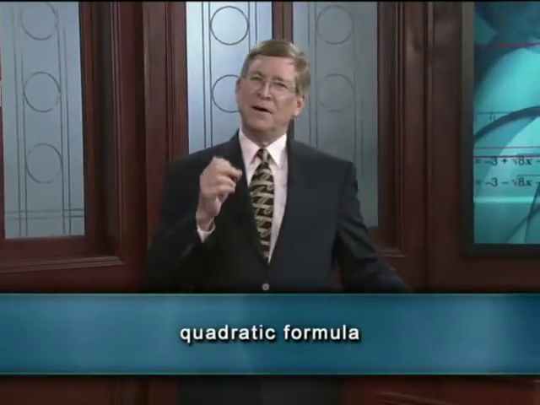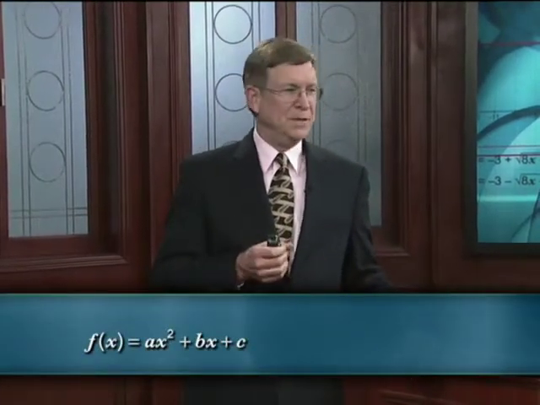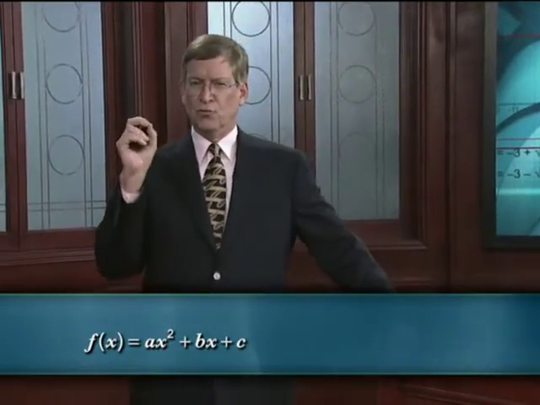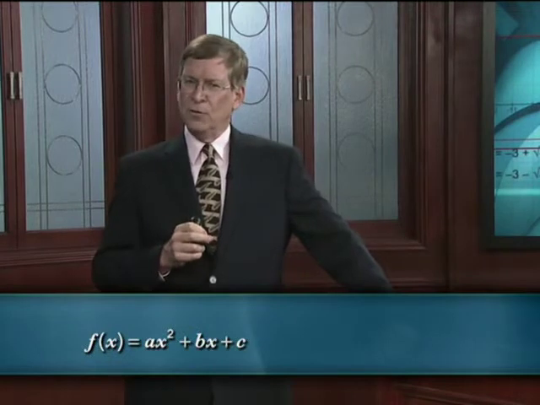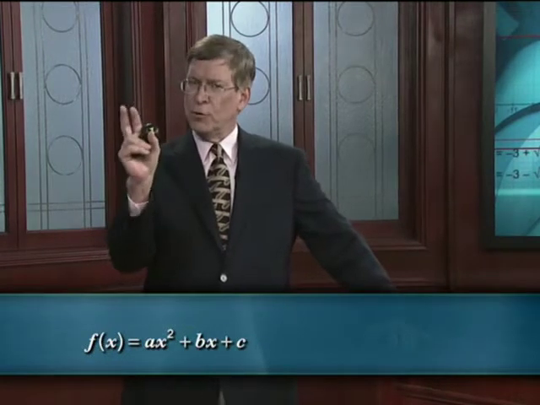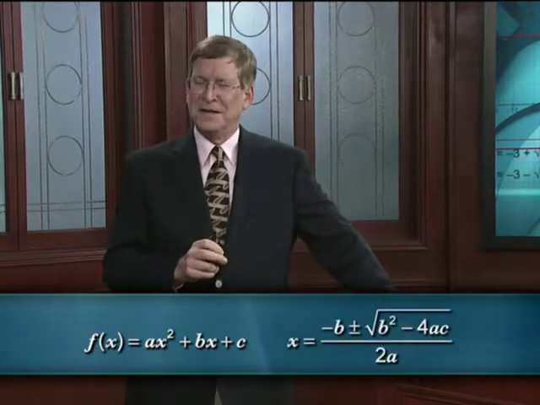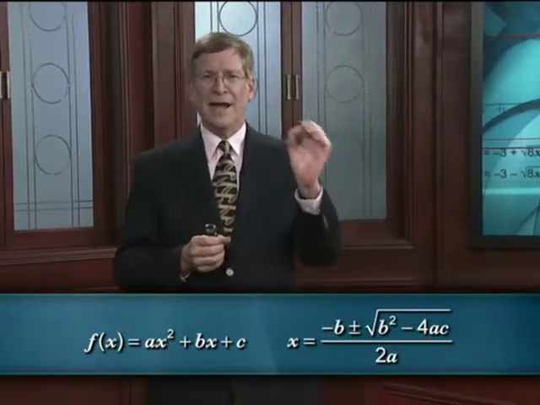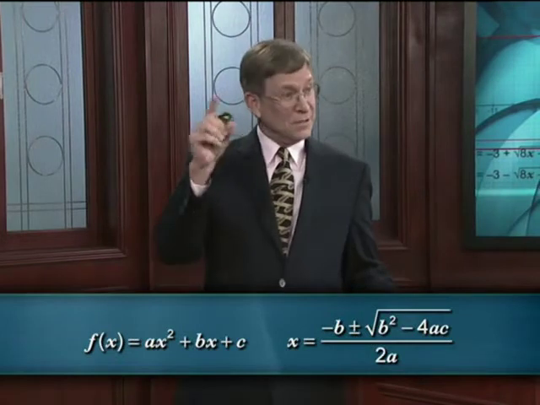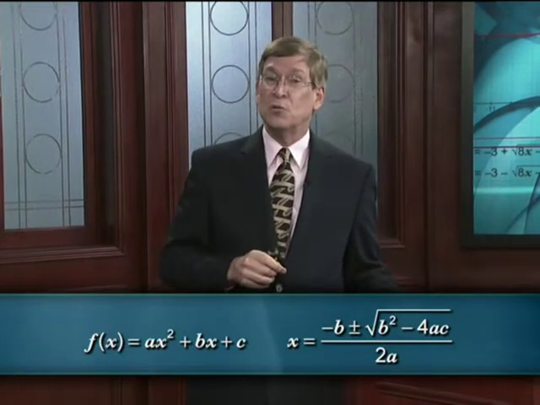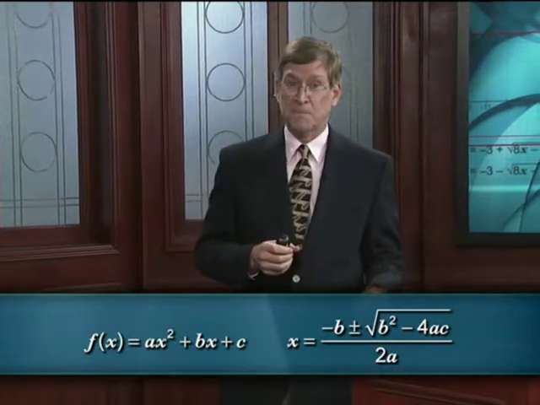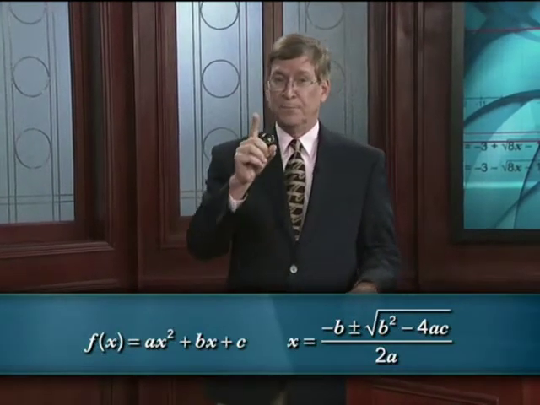If you have the polynomial ax squared plus bx plus c, and you want to know what its zeros are, what its roots are, the quadratic formula tells you a straightforward formula. Here it is, and I think you probably remember this. The zeros are x equals minus b plus or minus the square root of b squared minus 4ac, all divided by 2a.